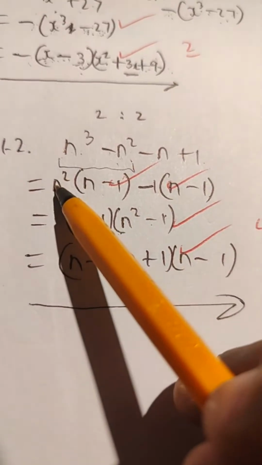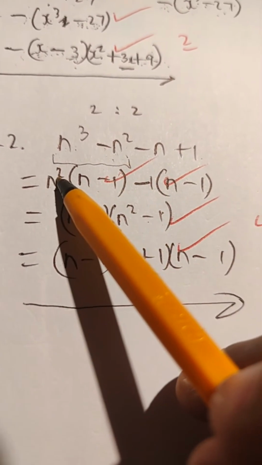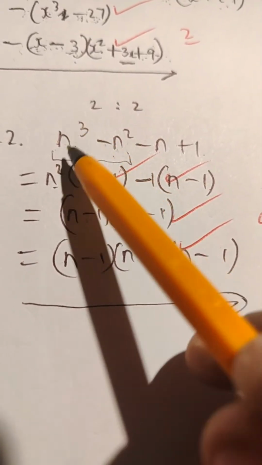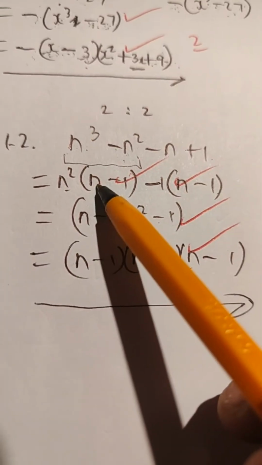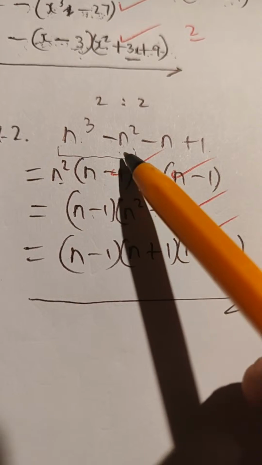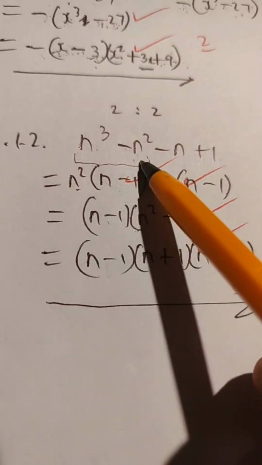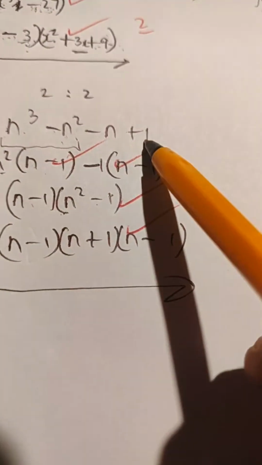Then when we take out n squared, what is left over? Take out n squared, you need n cubed. N squared times what gives you n cubed? It is n. N squared times what gives you negative n squared? It is negative 1. We close the bracket. This has just been factorized, these first 2 terms. We look at the last 2 terms.